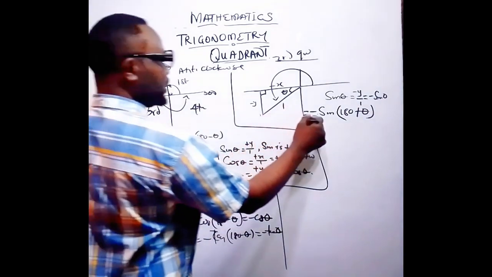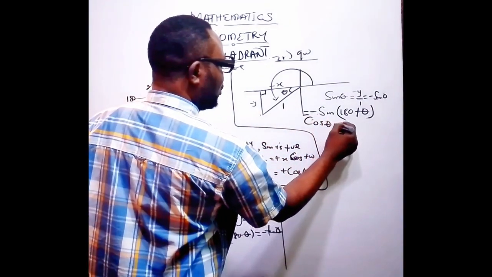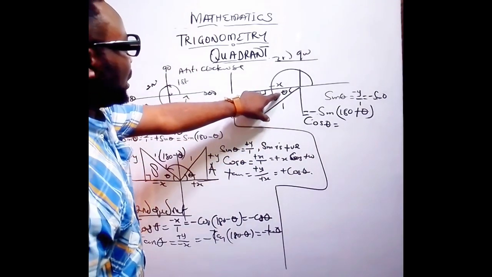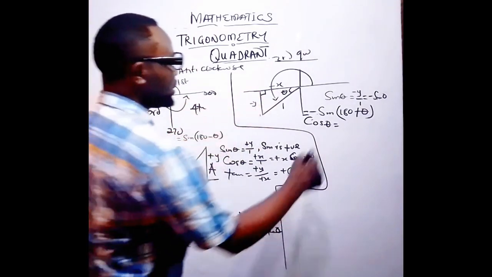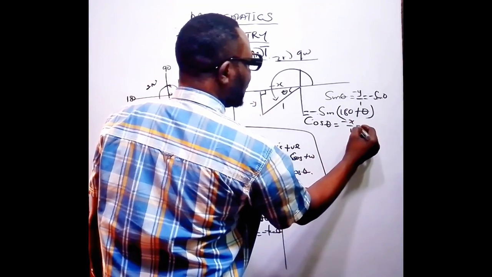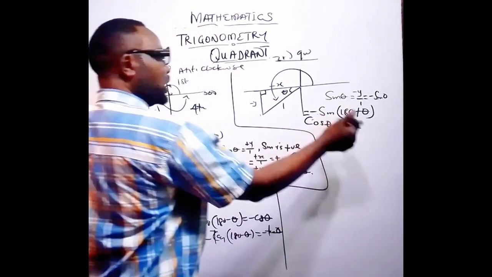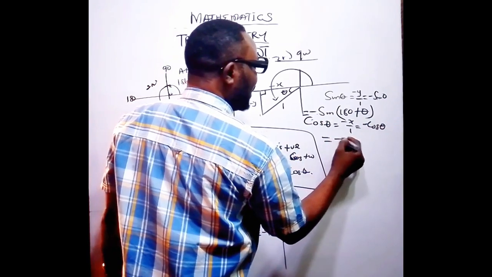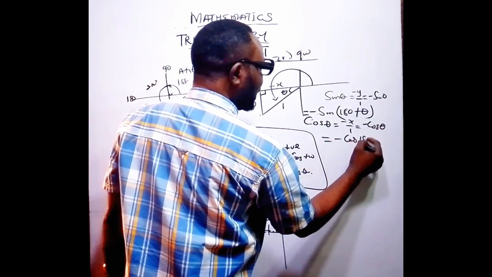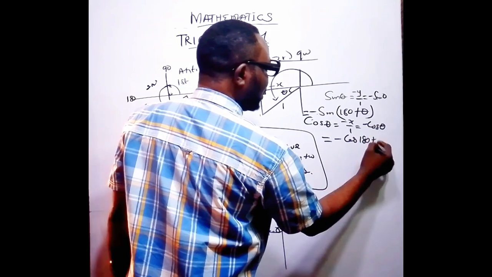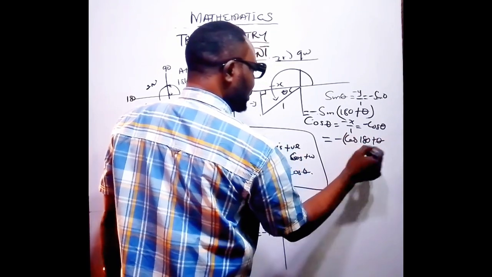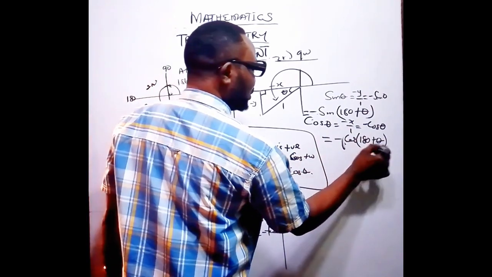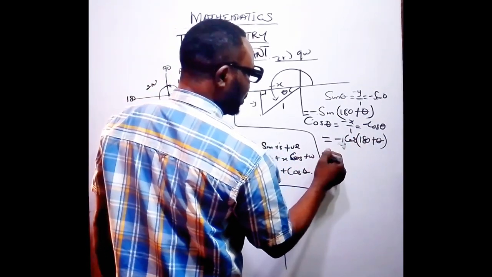Now, let's check the cos. Cos theta will be equal to, this is adjacent over hypotenuse, that's minus x over 1, which eventually will be minus cos theta. Which is equal to minus cos 180 plus theta. Now, still on the third quadrant, tangent.